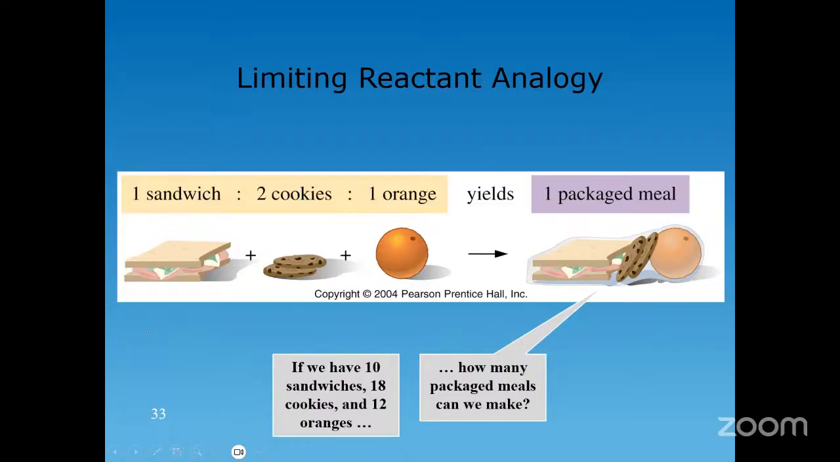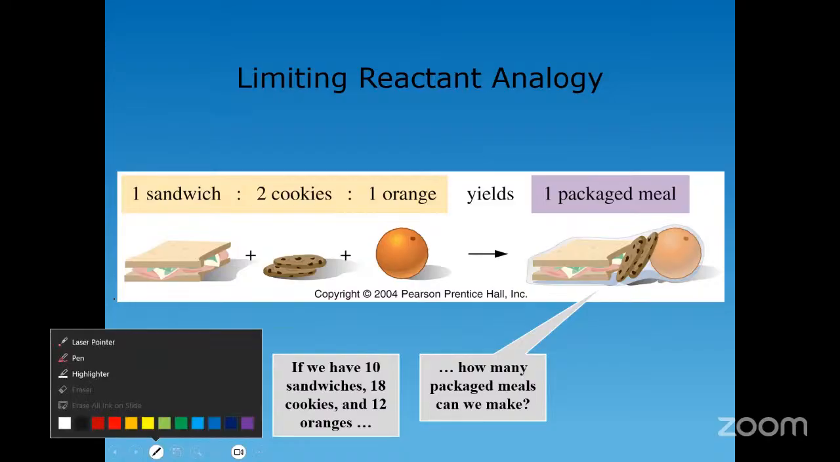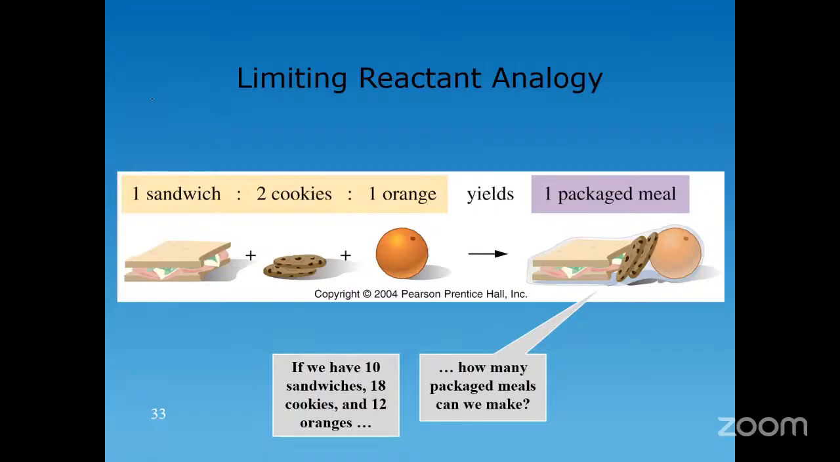Initially, we would have 10 sandwiches. So this is initial, 10 sandwiches, 18 cookies, and 12 oranges. And then basically, we're going to use up all the 18 cookies. So therefore, there'll be none left. Now, over here, you'll be using up 9 oranges. So you're going to have 3 left. And over here, you'll be using 9 sandwiches. So you're going to have 10 left, I'm sorry, 1 left.